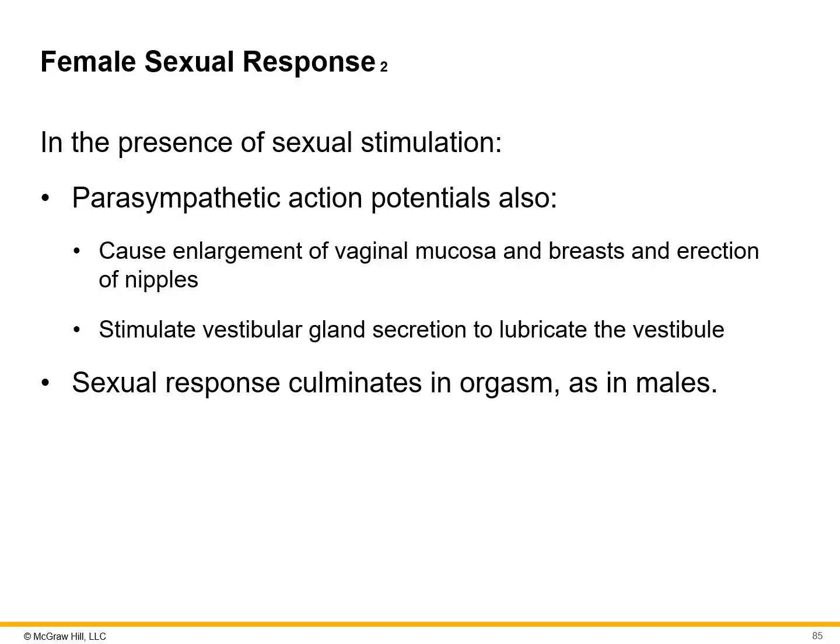So in the presence of sexual stimulation, the parasympathetic action potentials will cause enlargement of the vaginal mucosa, the breasts, and the erection of the nipples. The vestibular glands will secrete to lubricate the vestibule. And then you also have sexual responses that culminate in orgasm, same as in males. The orgasm is initiated by action potentials from the sympathetic part of the nervous system. That's for females and for males.